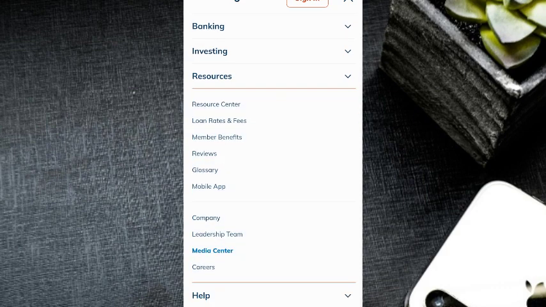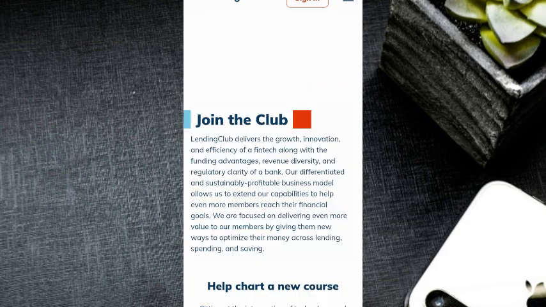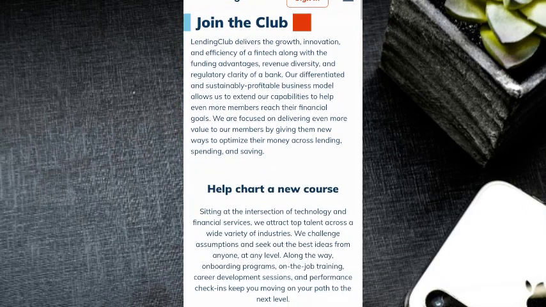A pro tip is to use Lendingclub's summary charts to visualize exactly how each payment reduces your principal over time.